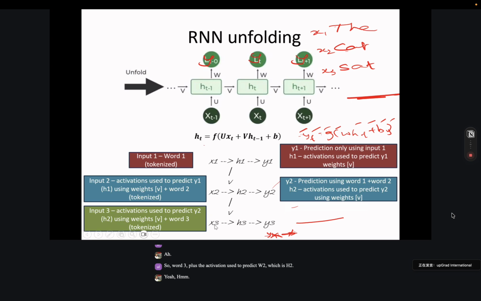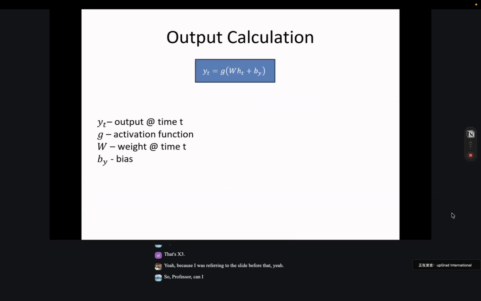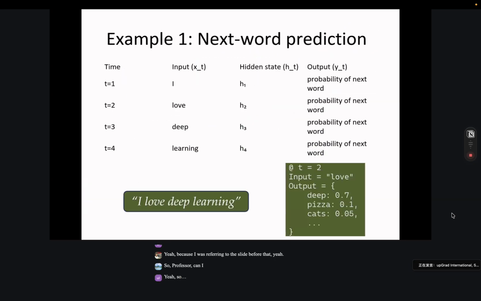So, that's Professor, H3. Yeah, Professor, I was referring to the slide before that. Here, is this the slide? Same thing. I would think that H2 will be "I love", the two words. Then H3 would be "I love deep". And then H4 would be "I love deep learning".